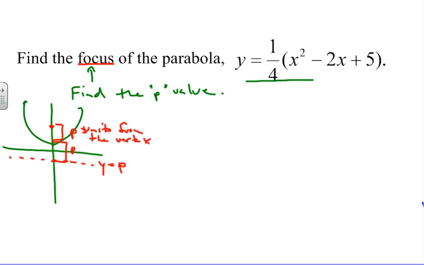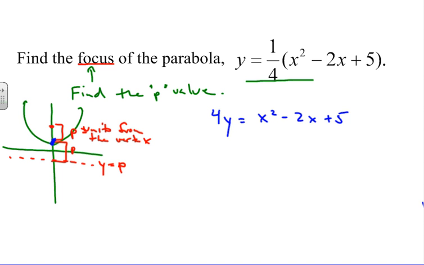Now to do that, the first thing we want to do is take this equation and find the vertex, because that's what we want to look for, this vertex. So the first algebra step is we're going to get rid of this one fourth. So I'm going to multiply both sides by 4. So we have 4y equals x squared minus 2x plus 5.